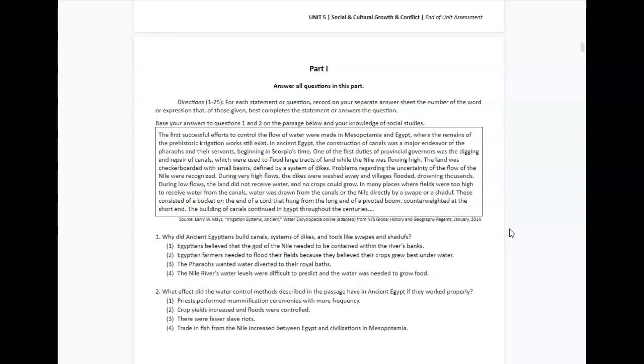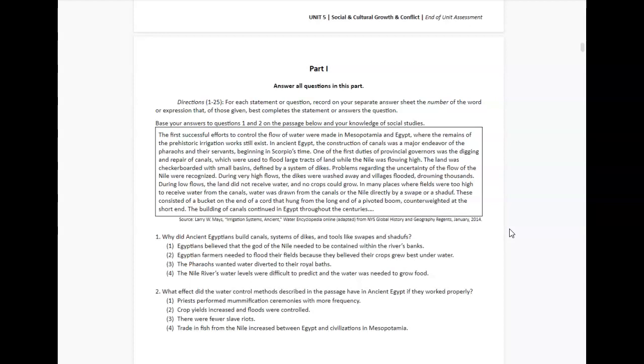It says the first efforts to control the flow of water were made in Mesopotamia and Egypt, where the remains of the prehistoric irrigation works still exist. In ancient Egypt, the construction of canals was a major endeavor of the pharaohs and their servants beginning in Scorpio's time. One of the first duties of the provincial governors was the digging and repair of canals, which were used to flood large tracts of land while the Nile was flowing high.